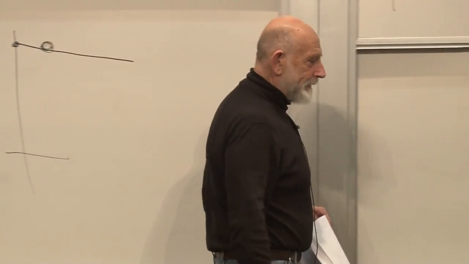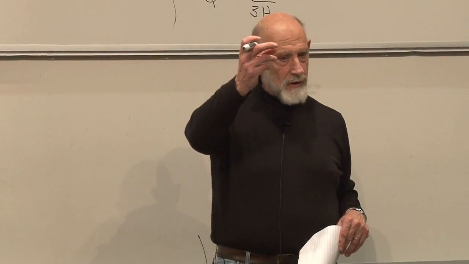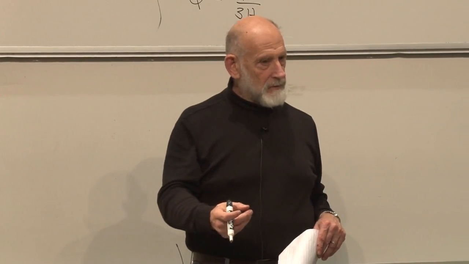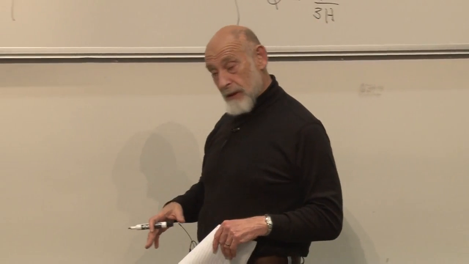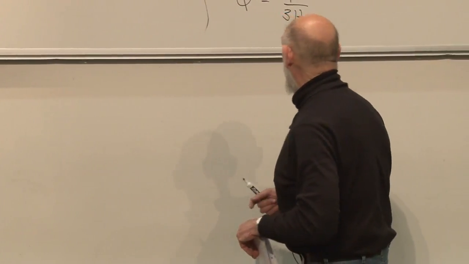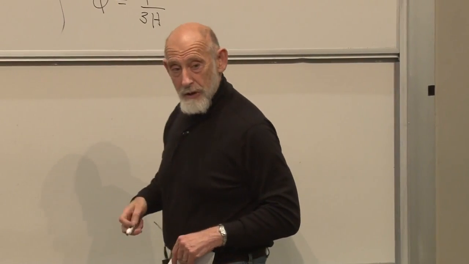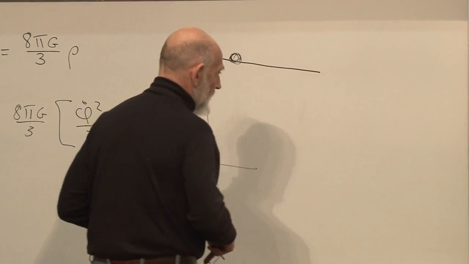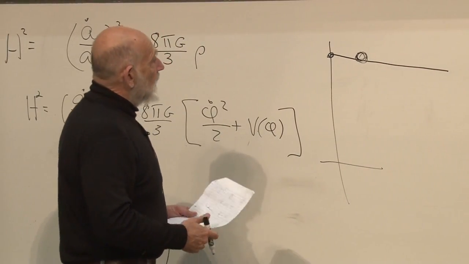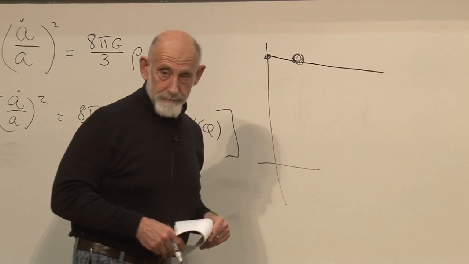So, thick honey with a weak force pulling you down. What happens? You very quickly get to the terminal velocity. The force is small, h is big, so the terminal velocity is small, and this ball, which is really the value of the field, gradually creeps down the hill.